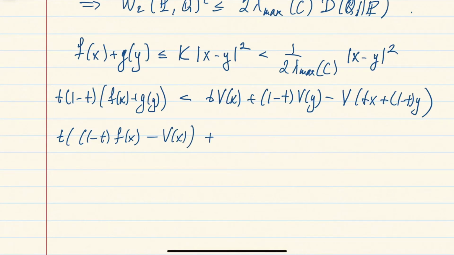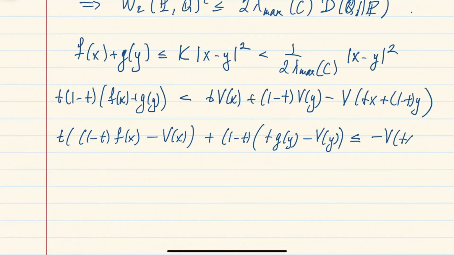Okay, then let's collect everything that has y as a variable. So we have 1 minus t times g of y, and on the other side we have this 1 minus t times v of y. Okay, and what is left is minus v of tx plus 1 minus ty. Okay, then we take exponent of both sides, so here you have e to this first term times e to the second term, and this is bounded by e to the minus v on the right hand side.